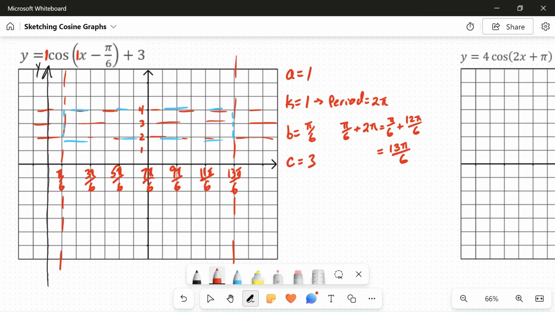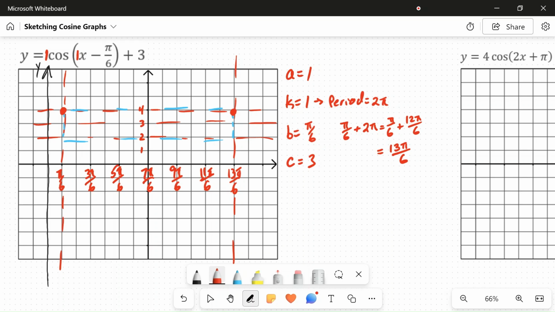Okay. Now, the graph is not reflected, so it's its normal cosine graph. So that means it's going to start in the top left corner, and it's going to end in the top right corner of my box. And it's going to hit the minimum right in the middle. So where's that going to be? From 1 pi over 6 to 13 pi over 6. The middle is at 7 pi over 6, right?